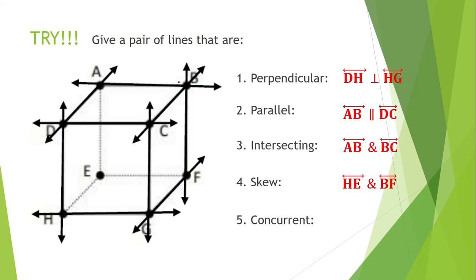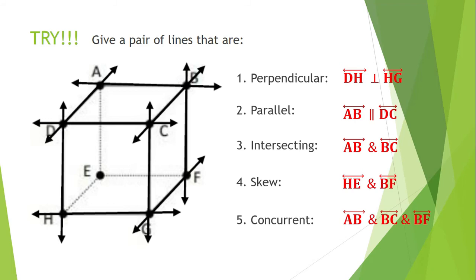Let's have the next one, concurrent lines. We can have line AB and line BC and line BF. These three lines intersect at a common point which is B.